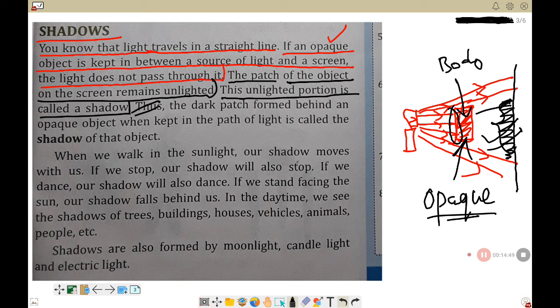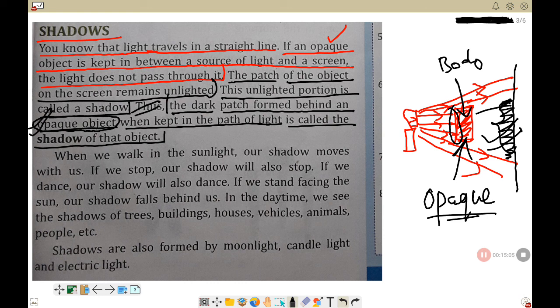So from here you underline: the dark patch formed behind an opaque object when kept in the path of light is called the shadow of that object. So remember, shadows are formed by opaque objects. Who forms shadows only? Opaque objects. So when we walk in the sunlight, our shadow moves with us.